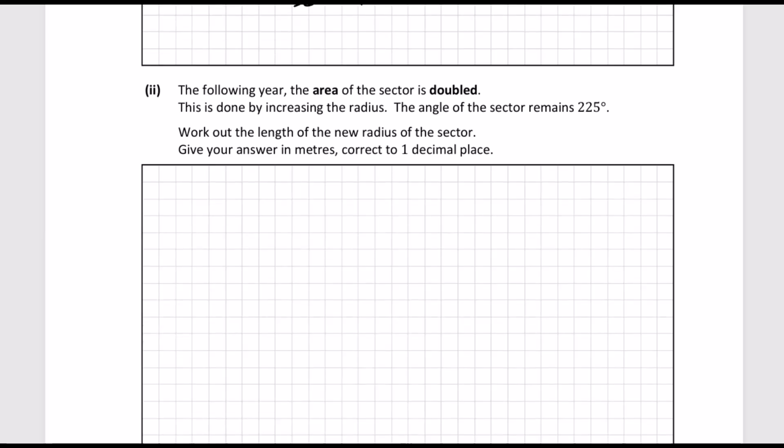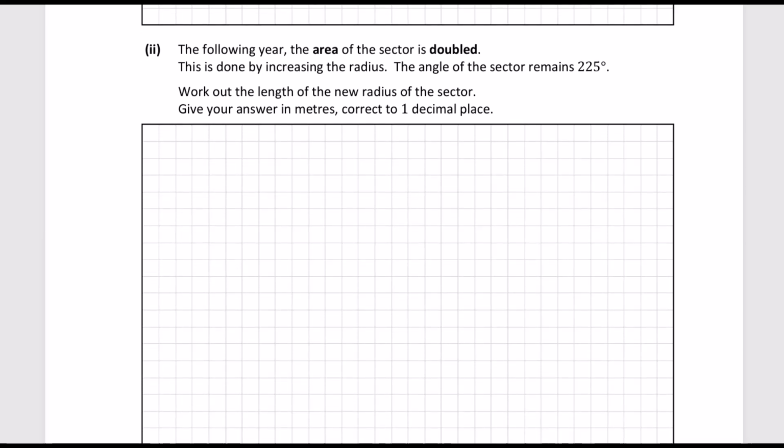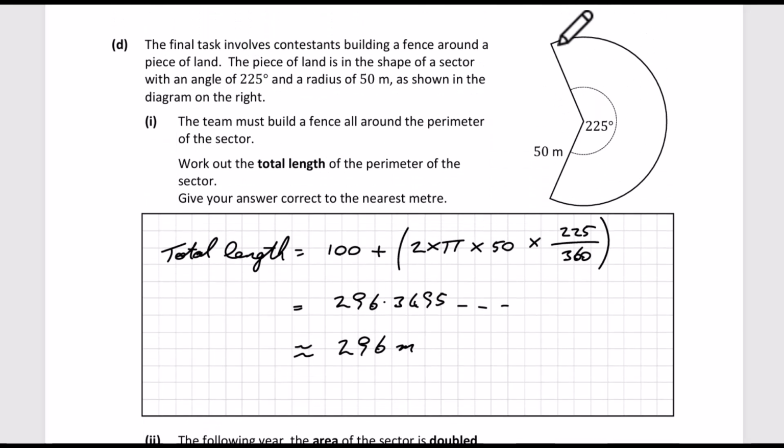Okay, next one then. The following year, the area of the sector is doubled. This is done by increasing the radius. The angle of the sector remains at 225 degrees. Work out the length of the new radius of this sector. Give your answer correct to 1 decimal place. So we still have this diagram here. However, the area is going to be doubled. So we've got to work out what the new radius is. It's not going to be 50 anymore. It's going to be some new radius.